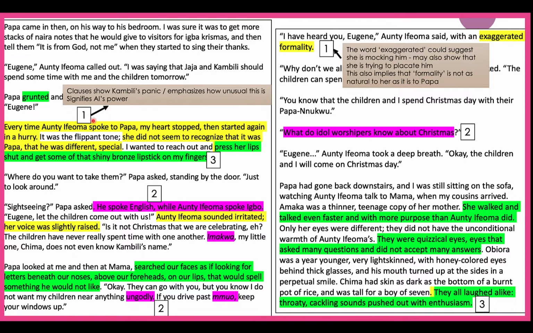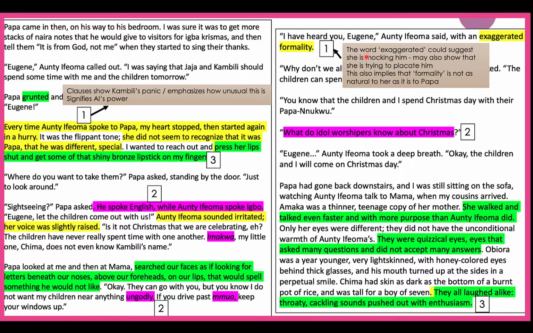So for example, number 1 here, I've decided, well, I can talk about the clauses here, so I can talk about a method and why I think it's been used. It shows Camille's panic. Also emphasises how unusual this is. Also signifies Anti-Ithomia's power as well. And I've done the same here, so I've just done a few notes, and the notes here do help you when you're writing your essay.